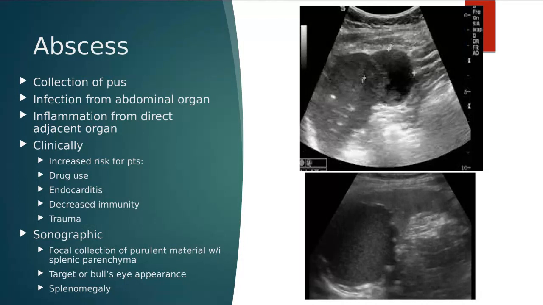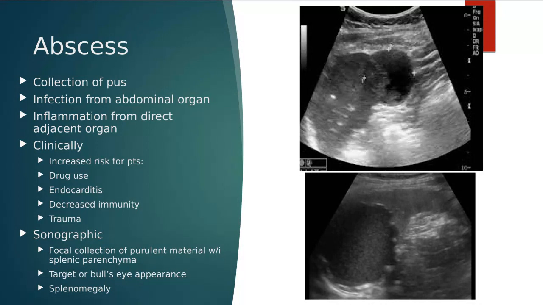Inflammation is going to be from a directly adjacent organ, so whatever organ it's affecting is going to be considered that type of abscess. So in this case, the splenic abscess. Clinically, patients who are going to be at a higher risk for splenic abscess are recreational drug users, and patients who have endocarditis, which is the inflammation of the cardiac musculature. That is very commonly associated with drug use. So those two kind of go hand in hand.